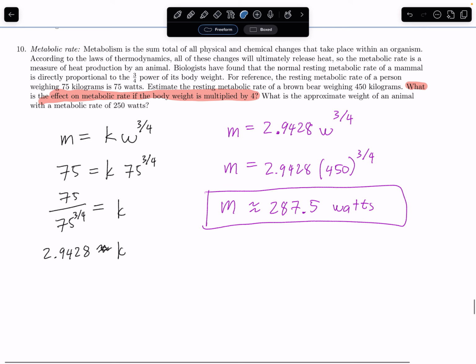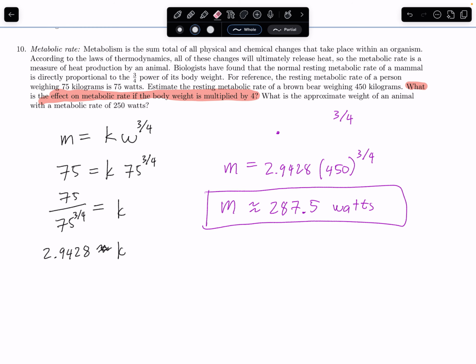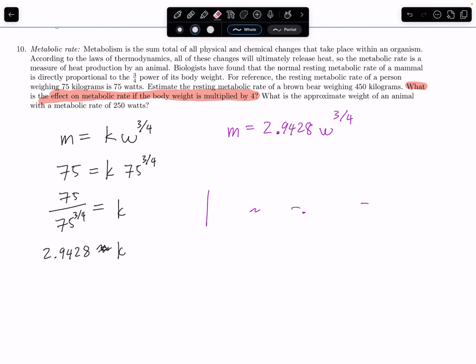Actually, no, I'm going to erase to make some space. Erase this word here. Oh no, not that word. This part. Okay, so I got my equation, right? And the only thing I'm going to change with that equation is I'm going to compare that to what would happen if instead of my original weight, I have 4W instead. 4 times the weight. What would happen?